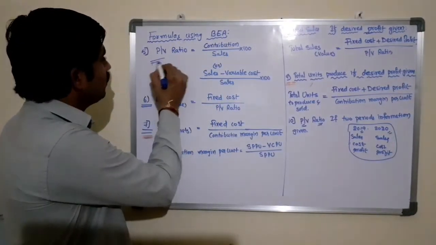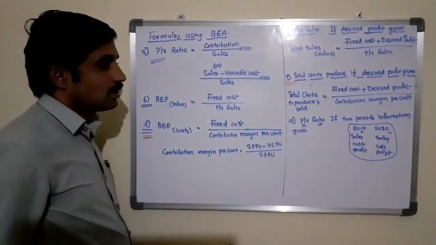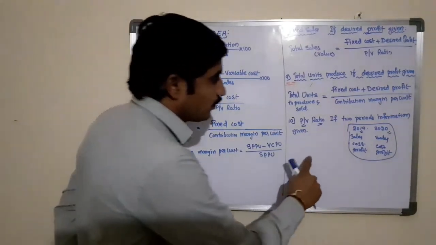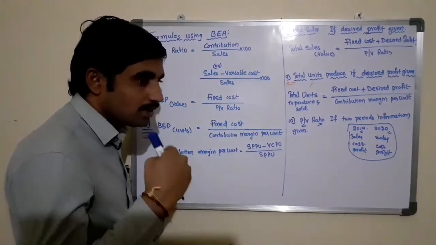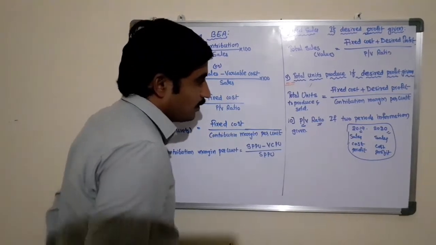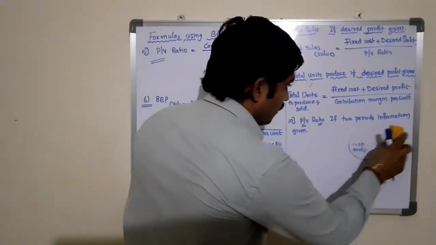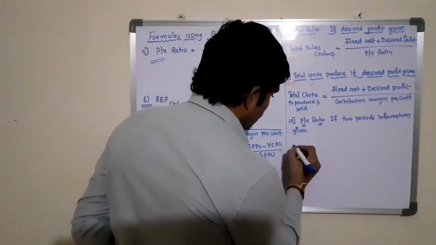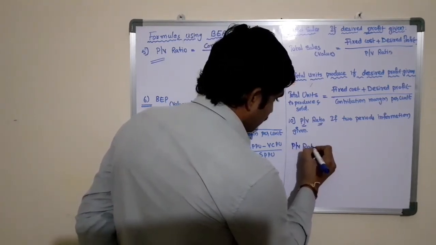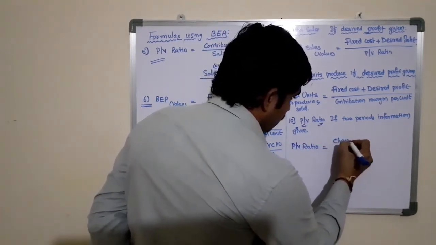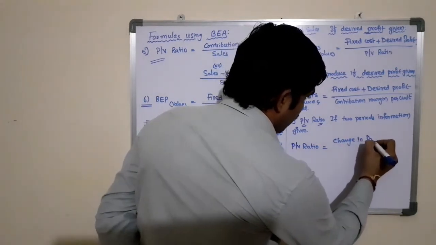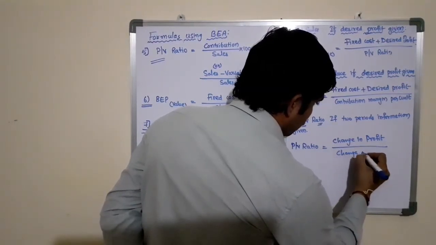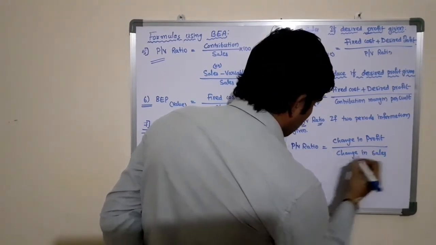Generally, what is the PV ratio formula? Contribution by sales into 100. This is for 1 year or 1 period. But where multiple periods' information is available, there is a formula to calculate PV ratio. That is PV ratio equal change in profit by change in sales.